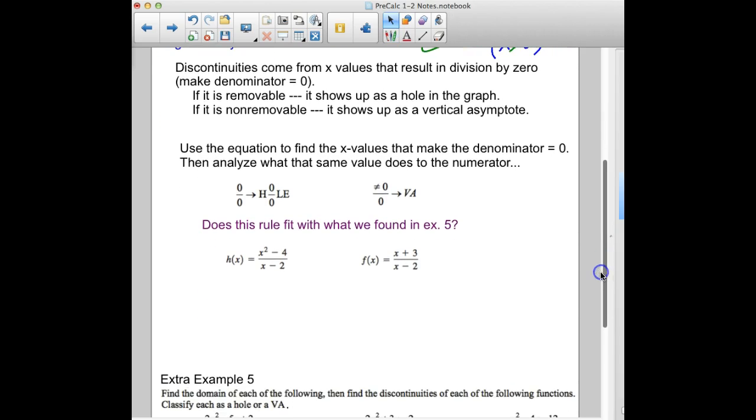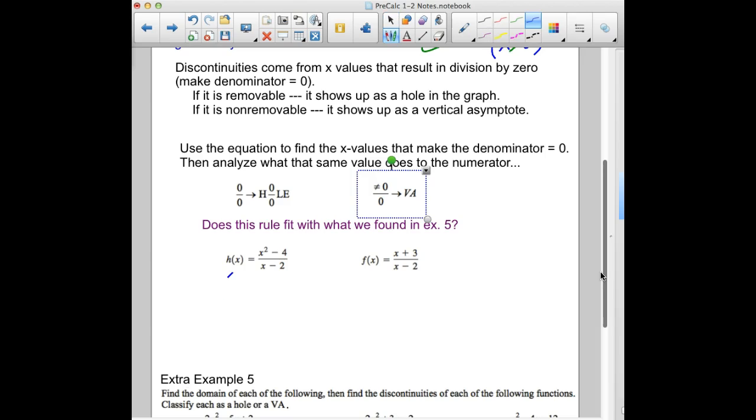And how we can tell from our equation, one option is to factor it and look at what factors will drop out. The other option is to evaluate at your x value, both the numerator and the denominator. If you get 0 for a numerator and 0 for a denominator, it's a hole. If you get something other than 0 for your numerator, but you still have 0 in your denominator, it's a vertical asymptote. So let's check with these.